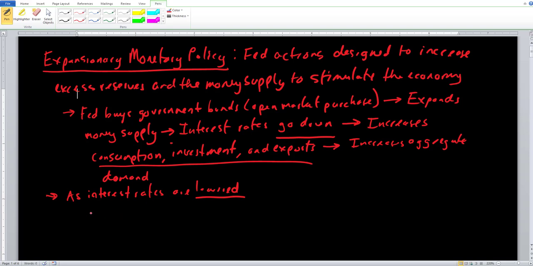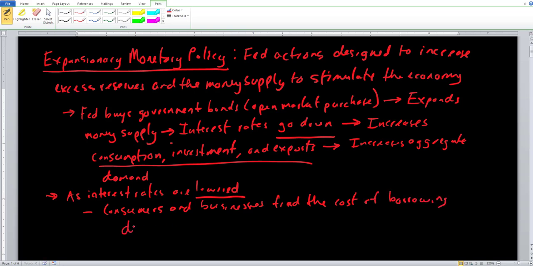So number one, we notice that consumers and businesses find the cost of borrowing decreases. Remember, interest rates just are the price for money. So as interest rates get pushed down, consumers are going to borrow more, businesses are going to borrow more, and they're going to go ahead and invest more. They're going to consume more, spend more money. So here, it's a twofold effect. Consumption and investment both go up.